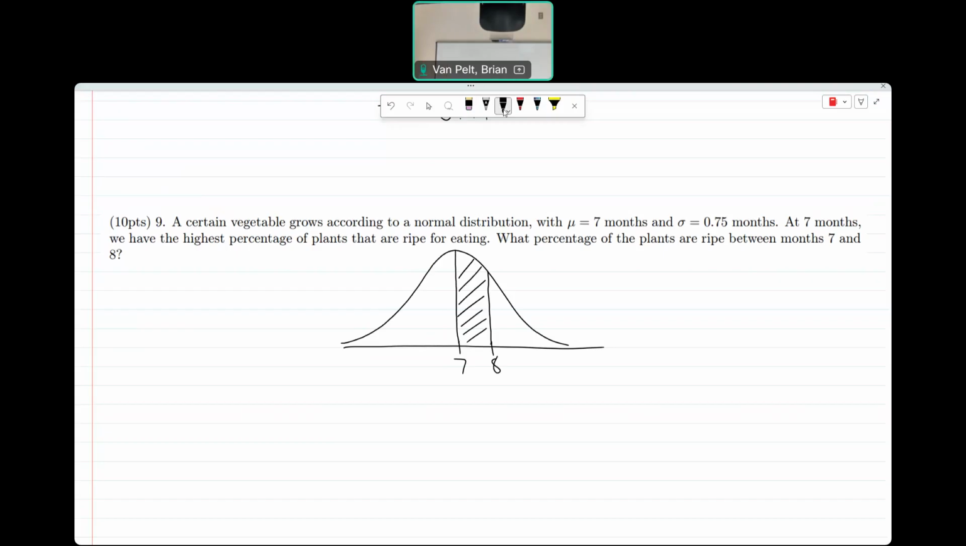And now we just find the area of the shaded region. To do that, if you're going to use the tables, you need Z-scores for both of these things. So I made a mistake. I didn't need to do this one. It'll be 0, but I just wasn't paying attention. The other one's more important, 8. That Z-score is 8 minus 7 divided by 0.75. And that's 1.33.